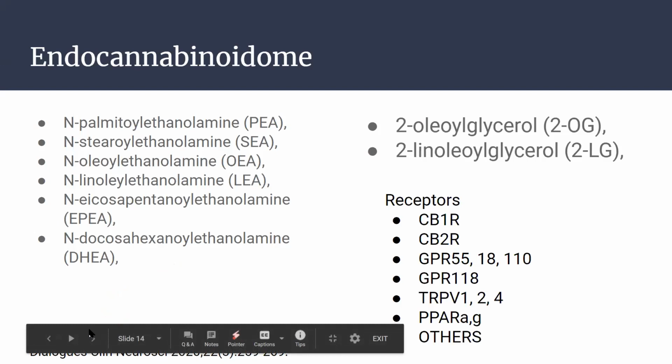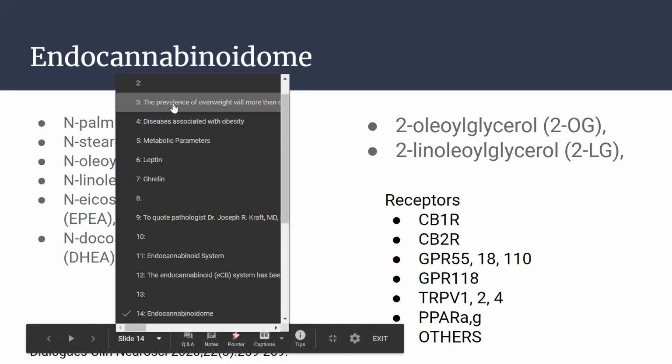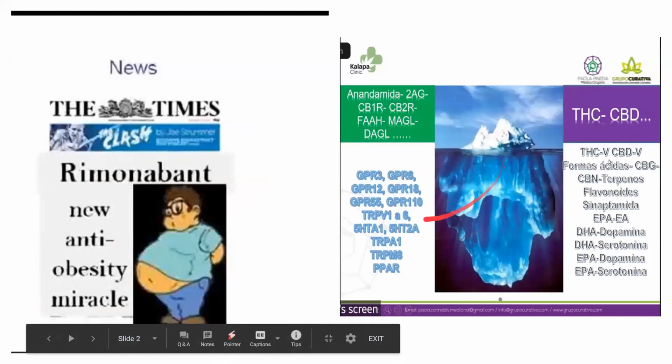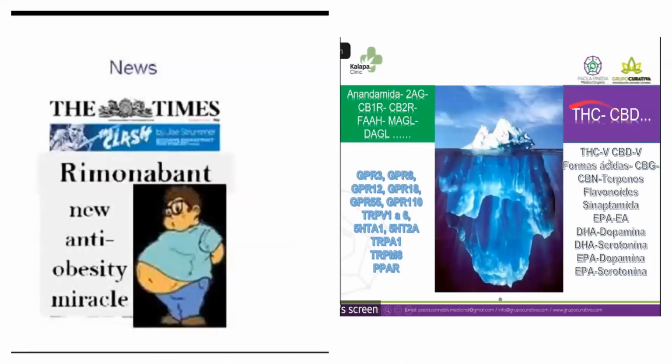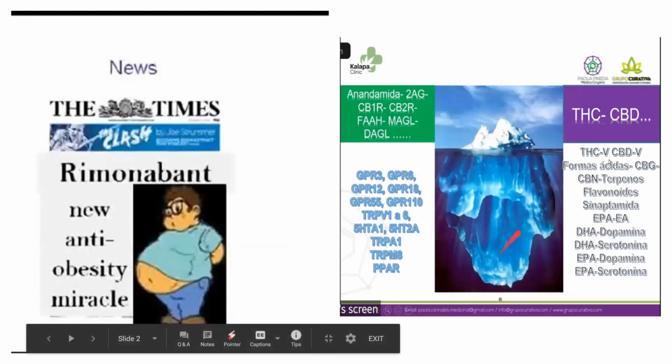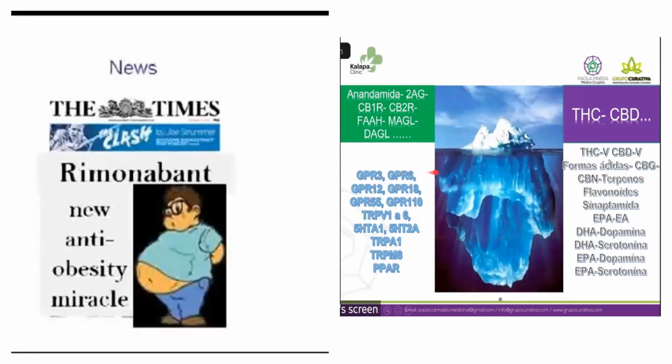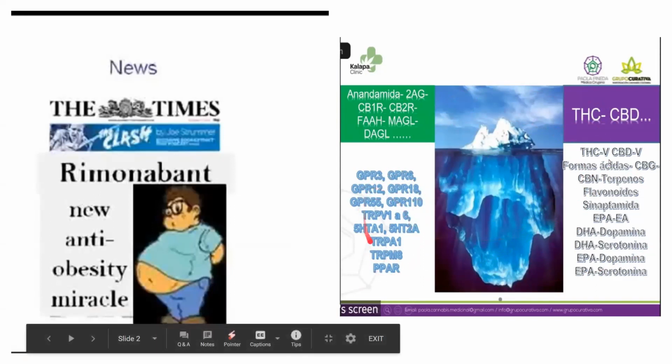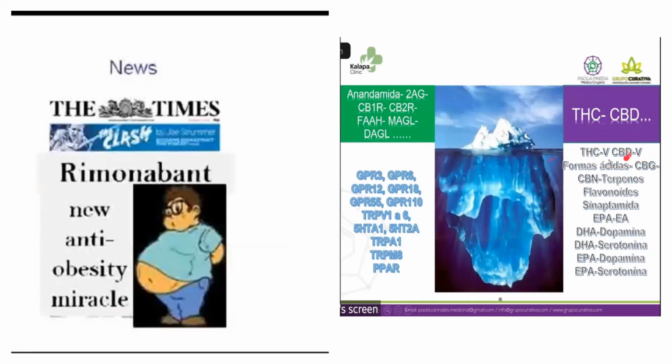Like I had shown you in the initial slide, we know only about this, and all these things are hidden, and this whole thing constitutes the endocannabinoidome. You have GPR3, GPR6, GPR12, a whole set of receptors. All this research is still going on. And then you have CBDV, CBD, CBG, then terpenoids, flavonoids, and all these various others which are there in the extended endocannabinoid system. All these work in synergy. So when there is dysregulation of the endocannabinoid system, you can imagine all this goes haywire.